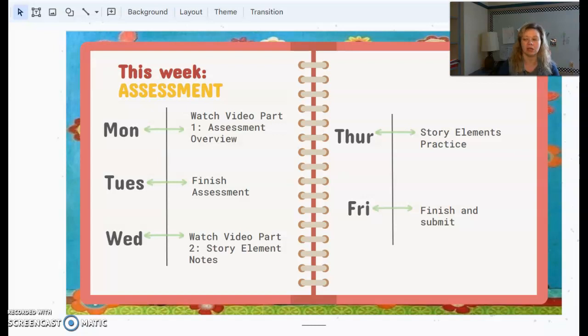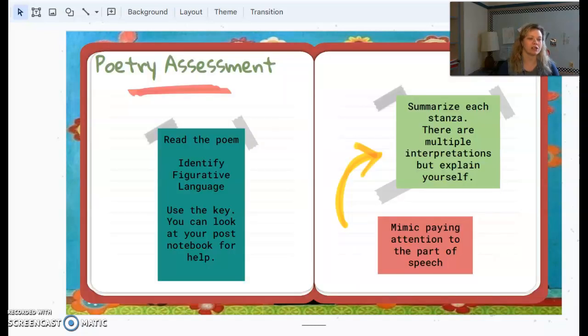All right, so take a moment, pause the video if you need to, and go find your assessment. Your assessment has 3 parts. There is one where you're identifying figurative language, one part where you're going to do a close read, and one part where you're going to mimic the poem.